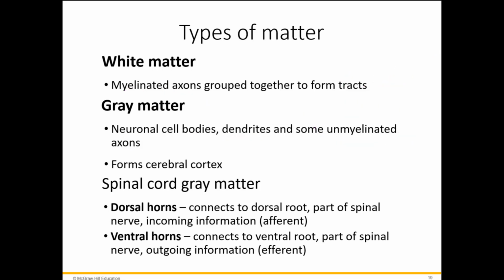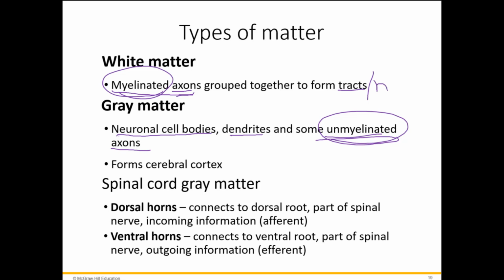So the types of matter, you have white matter, which is myelinated axons, and gray matter, which are neuronal cell bodies and dendrites and axons, but they're all unmyelinated. So unmyelinated versus myelinated tissue. And the myelinated axons, they either form tracts, like we said, in the central nervous system, or they are going to form nerves.